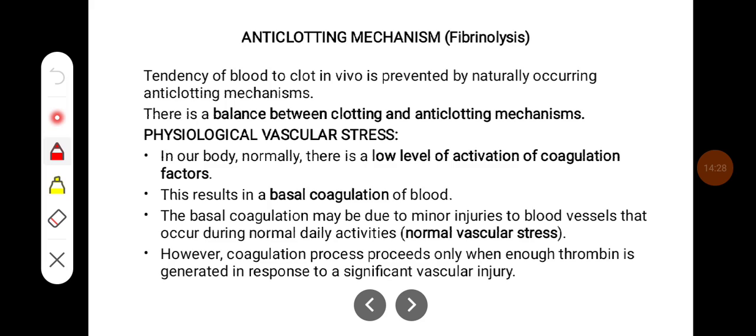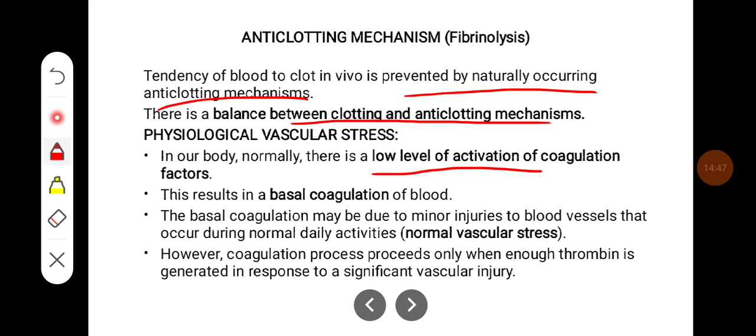Anti-clotting mechanism, where the tendency of blood to clot in vivo is prevented by naturally occurring anti-clotting mechanisms. There is a balance between clotting and anti-clotting mechanisms. Physiological vascular stress. In our body, normally there is a low level of activation of coagulation factors. This results in basal coagulation of blood.